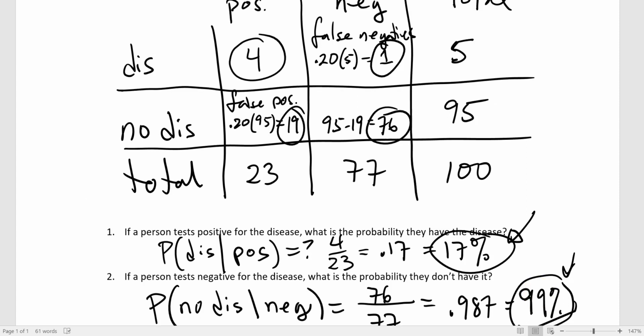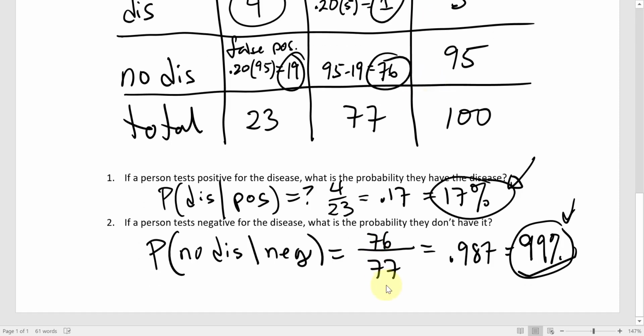So what I thought would be interesting to look at next is if we could change the accuracy of the test and change the percentage of the incidence of the disease in the population and look at how these results change. That's what algebra is for.